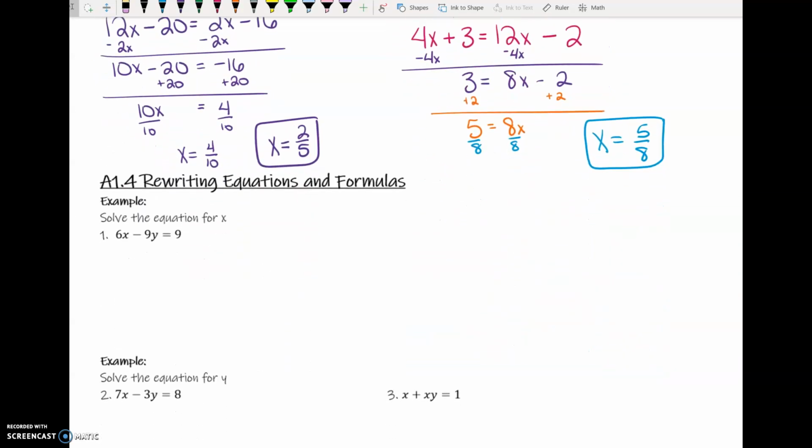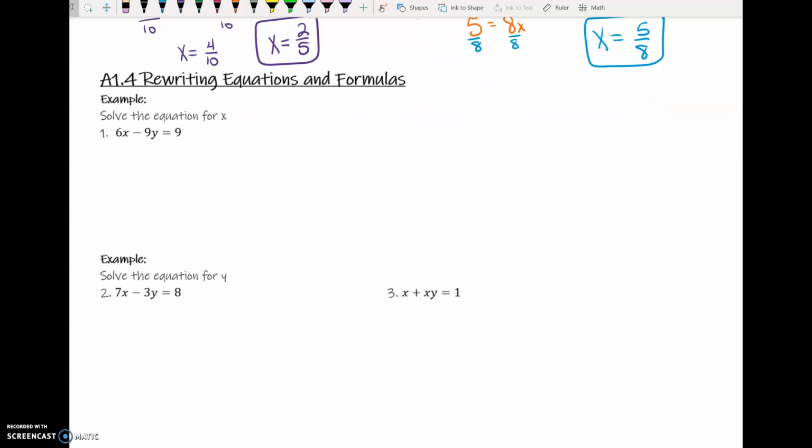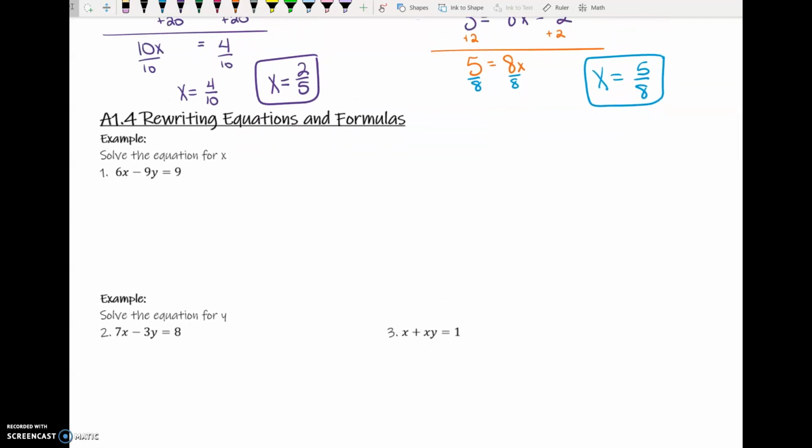In A1.4, we are rewriting equations and formulas. This is just rearranging. So it's using those skills of adding, subtracting, multiplying, dividing to get a specific letter on a side by itself. So in this one, I want to get x by itself. Now notice it is asking us to solve the equation for x, which is a little bit weird because we normally solve it for y. That means we want to get x by itself. So we want to get everything away from the x. We want to add 9y to both sides.